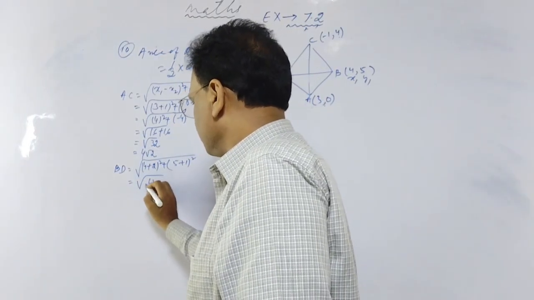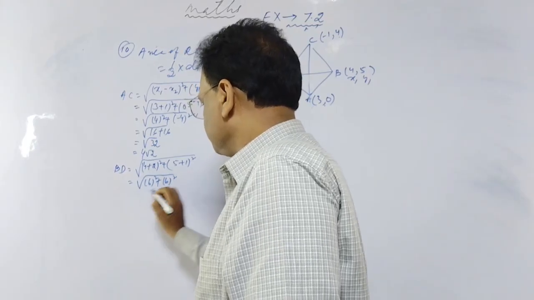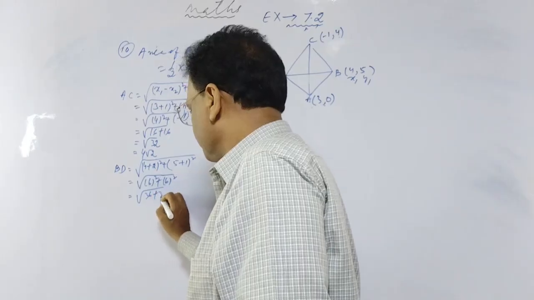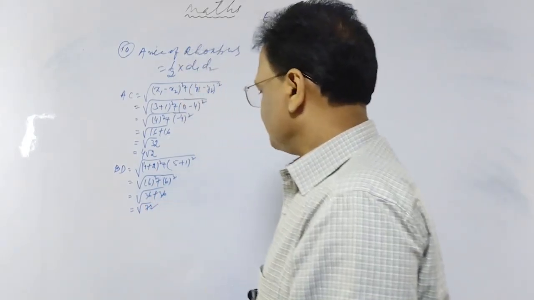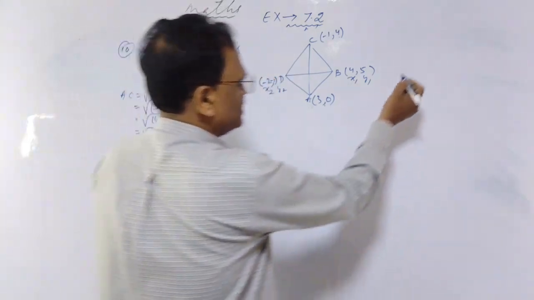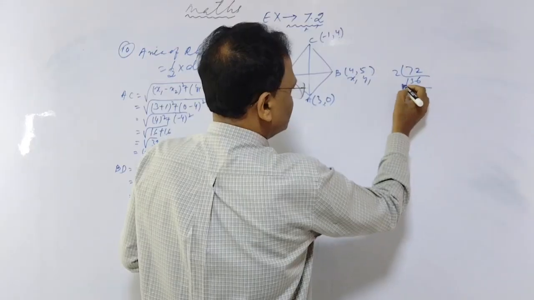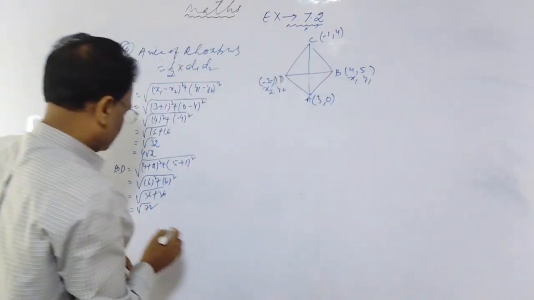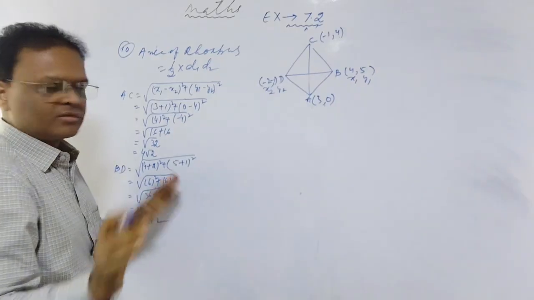This gives me 6 square plus 5 plus 1 again 6. 6 square is 36 plus 36, that is root 72. So if I find root 72, let's see what we are getting. 72 means 2 times 36. I think 6 root 2 I am getting. Yes, 6 root 2. 2 diagonals I got.